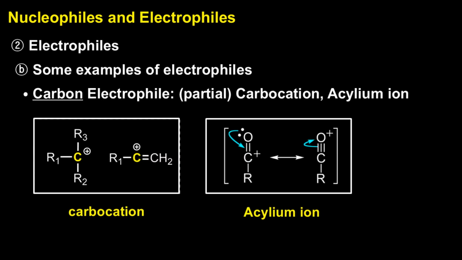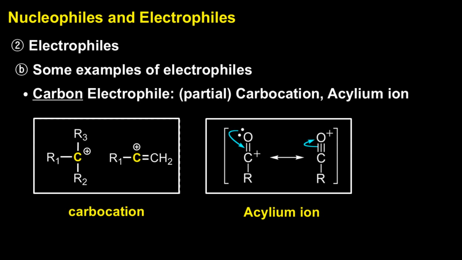Now, let's move on to carbon-based electrophiles. These are some of the most important ones in all of organic chemistry. First up, we've got carbocations. These are positively charged carbon species, and they're highly unstable and incredibly reactive. They show up in a wide variety of reactions, especially in substitution and elimination mechanisms.